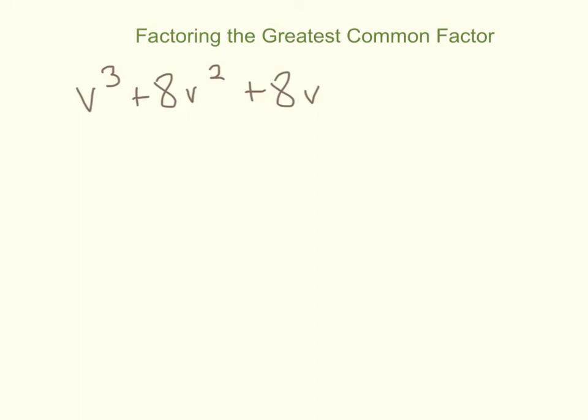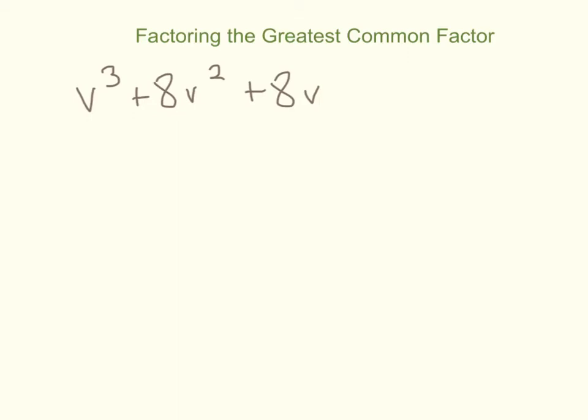With factoring the greatest common factor, the first thing we want to do is find the common factor. So looking at this example, start by looking at your coefficients. You have a 1, 8, and an 8. Well, 1 is the only number that they all have in common, so we don't write 1. Then look at your letters. You have a v cubed, a v squared, and a v. All of them have at least 1.